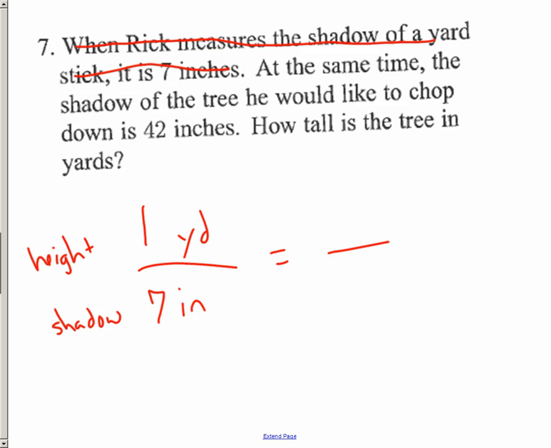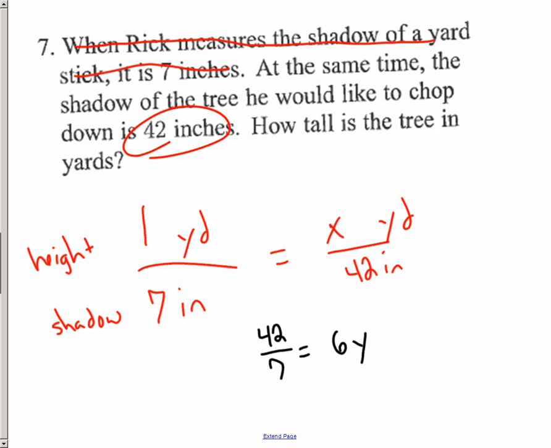We don't have anything else that we need in that first sentence. The second sentence talks about the tree, and its shadow is 42 inches. So let's put that in there. And we want to know how tall the tree is, so that's x yards tall. Notice that it said it wants it in yards, so be very careful there. Let's just solve it now. Essentially, 1 times 42 is 42. And 42 divided by that 7 is 6 yards. So how tall is the tree? 6 yards.